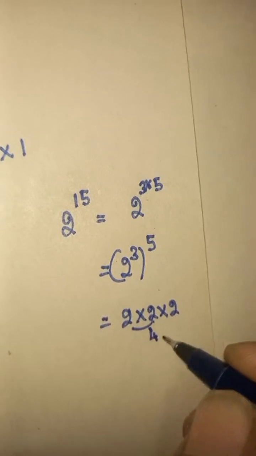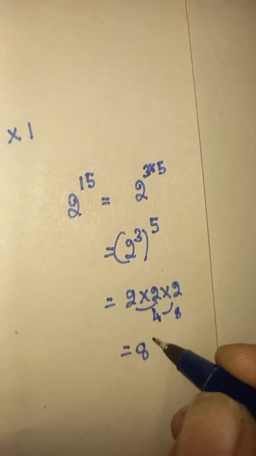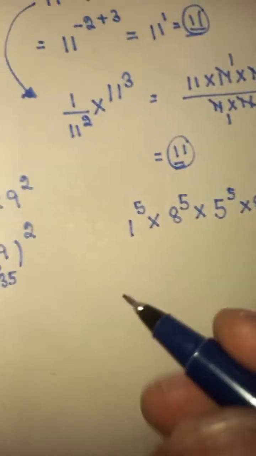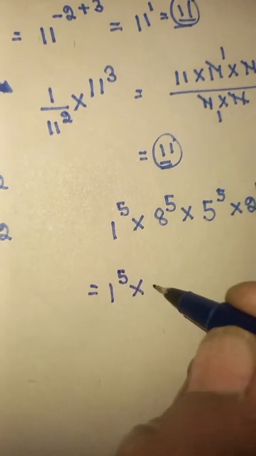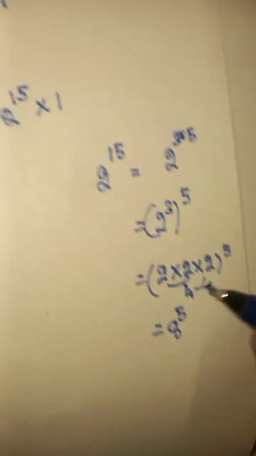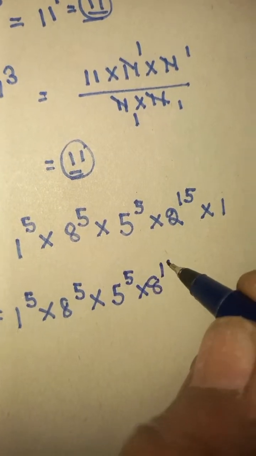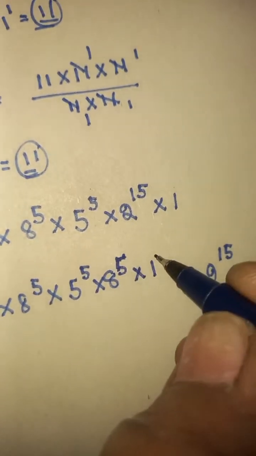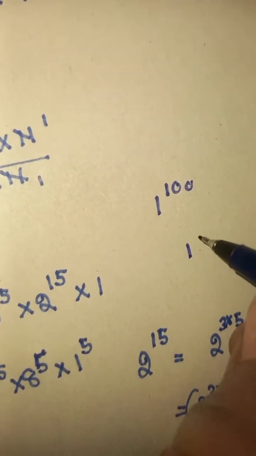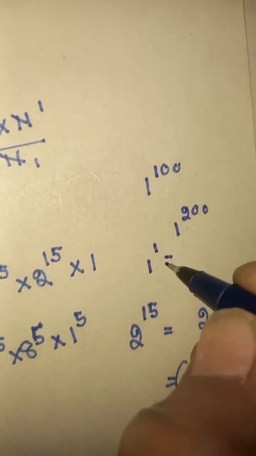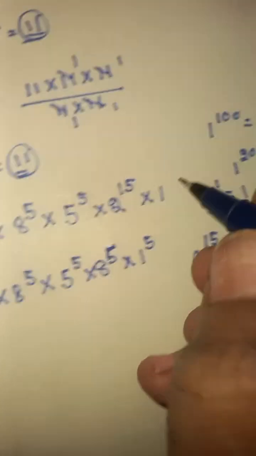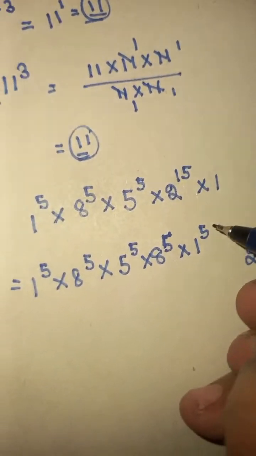2 cube means 2 times 2 times 2. 2 times 2 is 4, 4 times 2 is 8. So it becomes 8, with the whole power of 5: 8 power of 5. So this 2 power of 15 also becomes 8 power of 5. Just 1, you can write as 1 power of 5, because 1 power of 100, 1 power of 200, or 1 power of anything is equal to 1. So even in reverse order you can write 1 is equal to 1 power of 5.